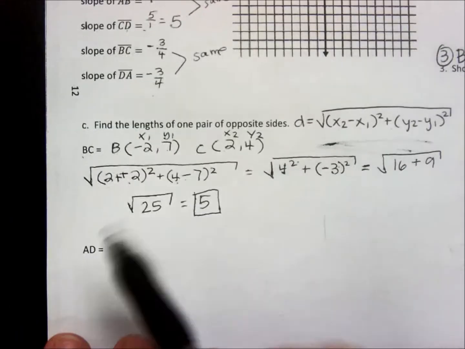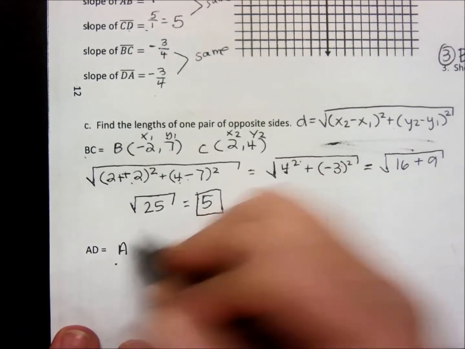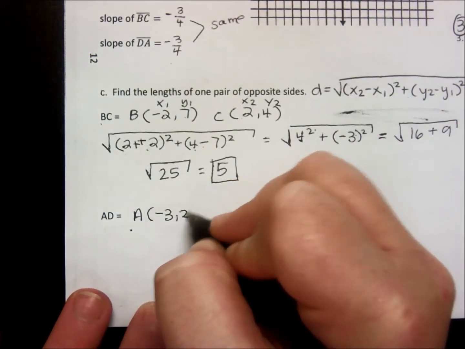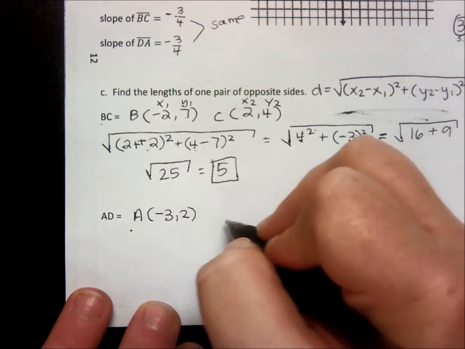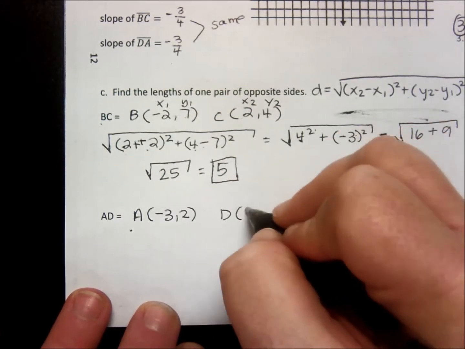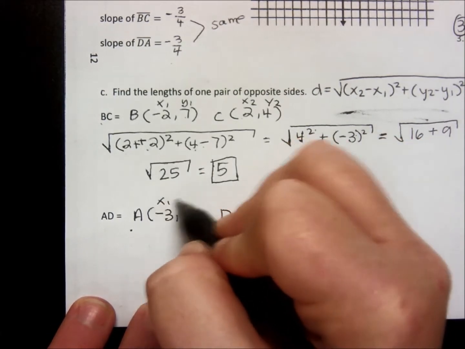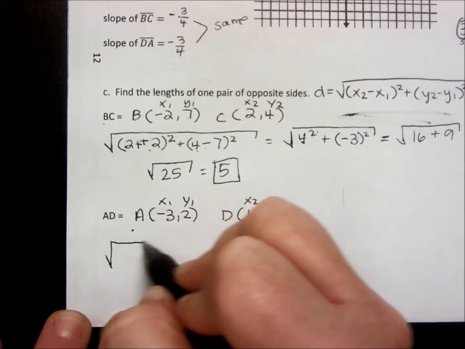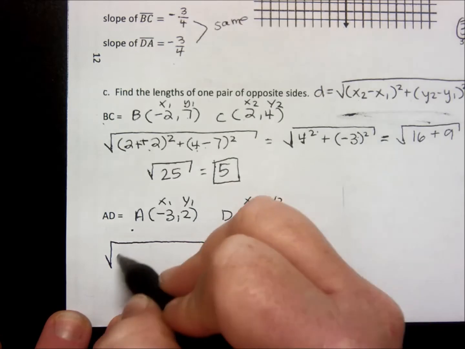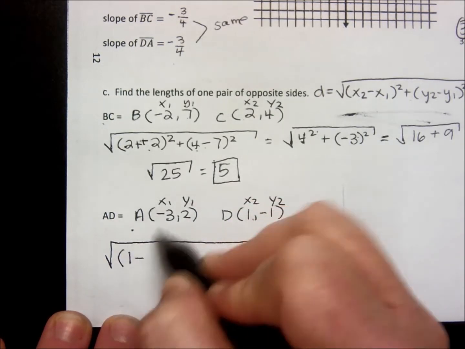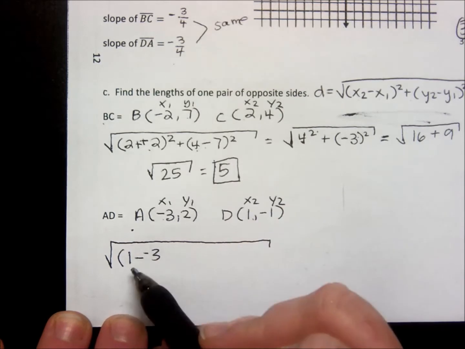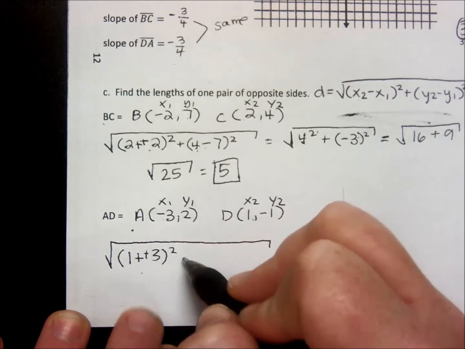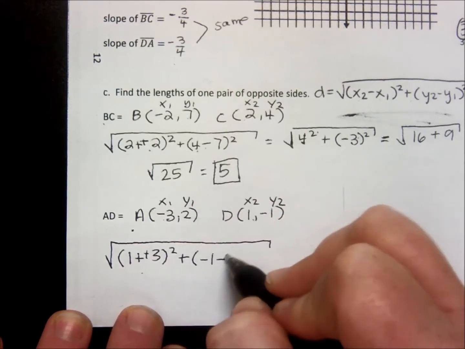So let's find out from A to D. Well, I know that A was point negative 3, 2, and I know that D was at 1, negative 1. So I'm going to let A be x1, y1, and D be x2, y2. So let's plug this into the formula. So x2 minus x1, which I know minus a negative is the same thing as plus a positive. And change that. Squared plus negative 1 minus 2 squared.